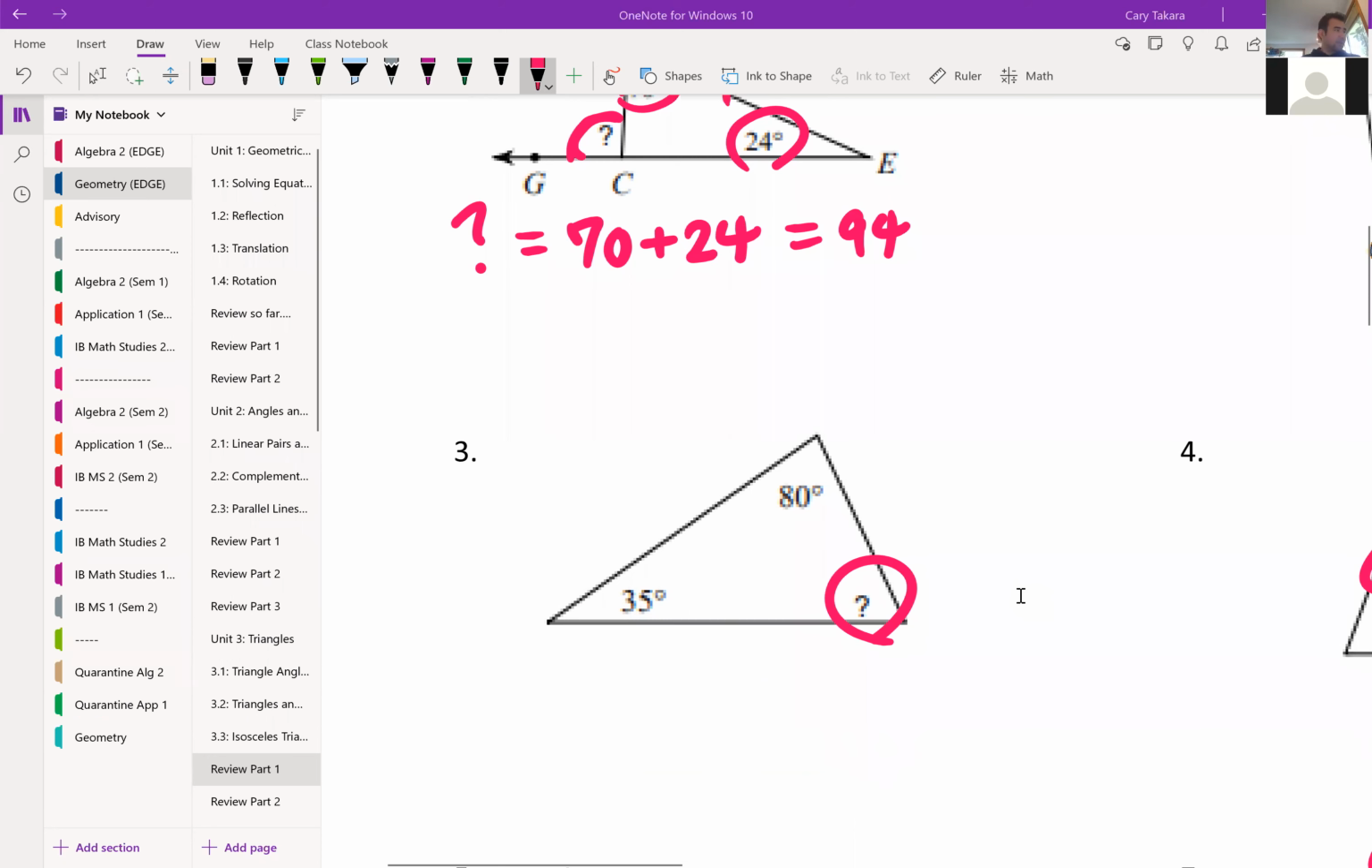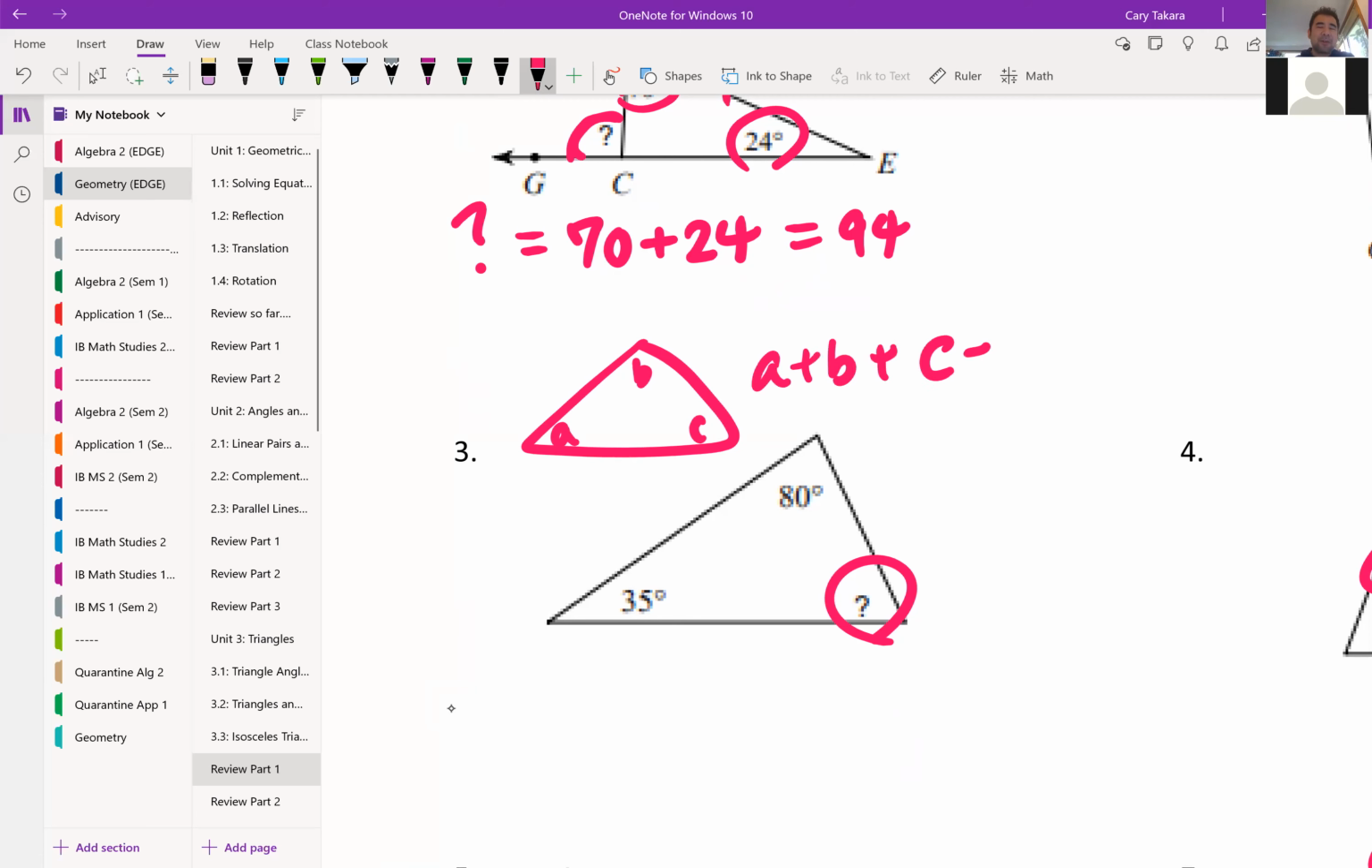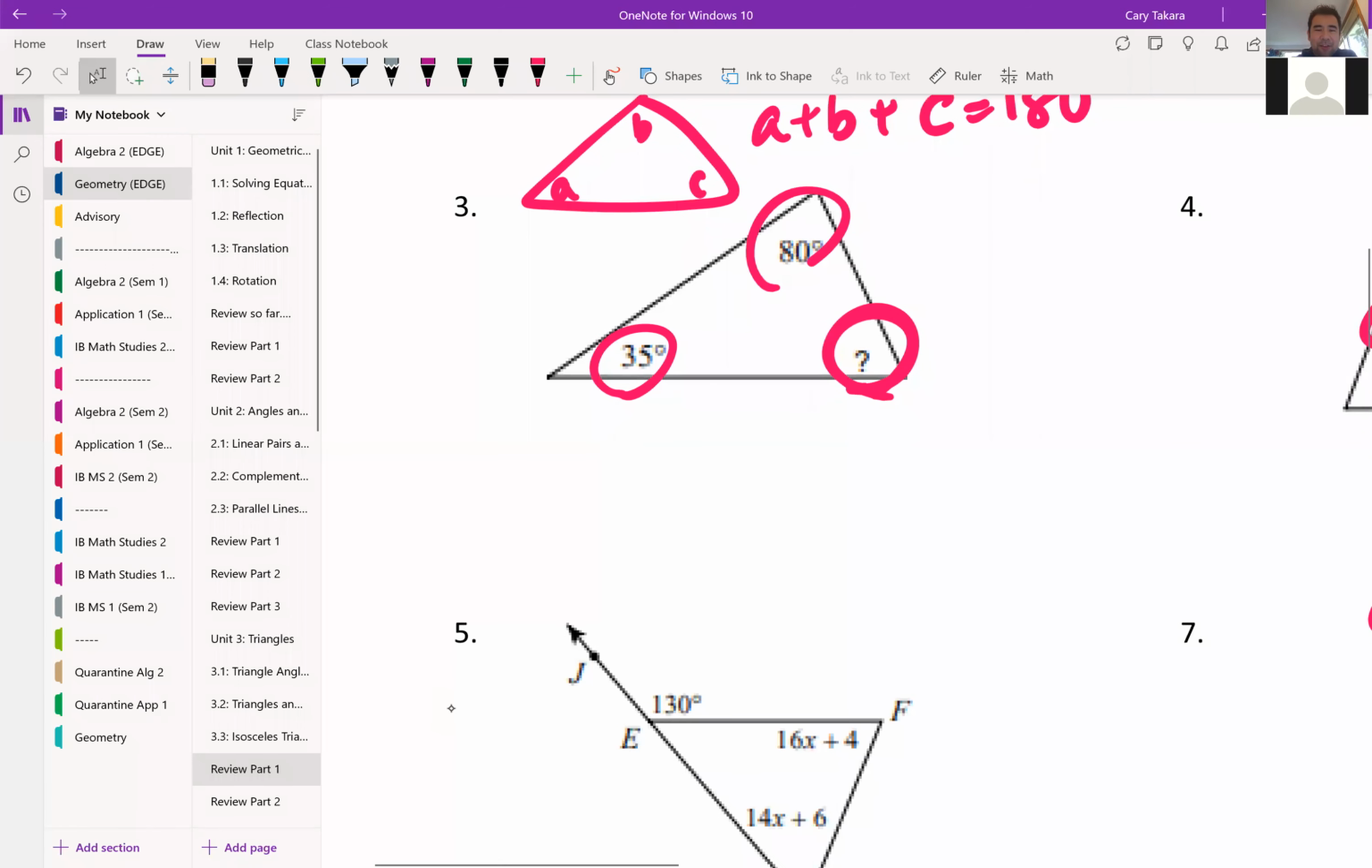Okay, number 3. Let's talk about this. This one, we are going to use the angle sum theorem. You don't need to remember the name, but the rule is that in any triangle, if you add all the interior angles A, B, and C, A plus B plus C is 180 degrees. So you can figure out the third angle measurement if you know the other two. 35 plus 80 gives you 115. So how can you figure out the rest? If you subtract 115 from 180, you can figure out the third angle.